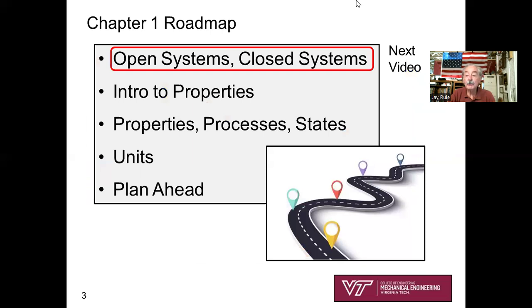And so here's a roadmap of chapter one. In the next video, we're going to talk about you identifying open systems and closed systems. That's going to be a key. The next video is going to be an introduction to what we call properties. I'm going to give you an idea of what that means. Once we've defined some properties, we're going to talk about the difference between, in jargon for this class, properties, processes, and states.